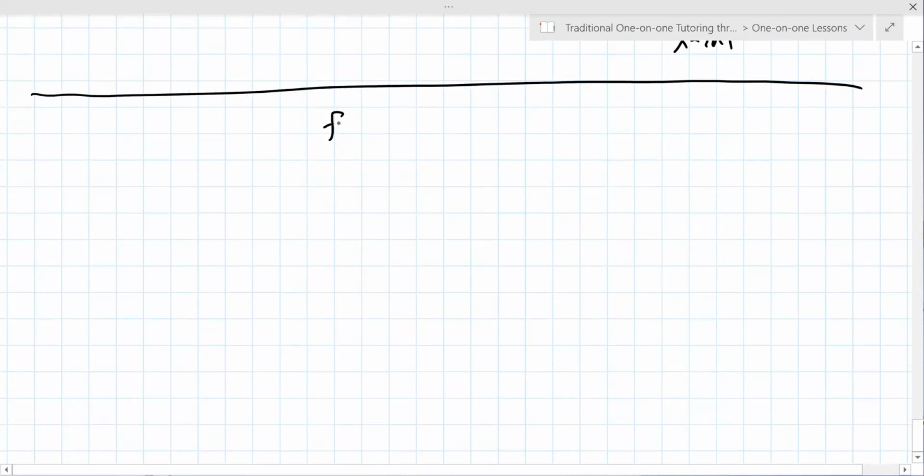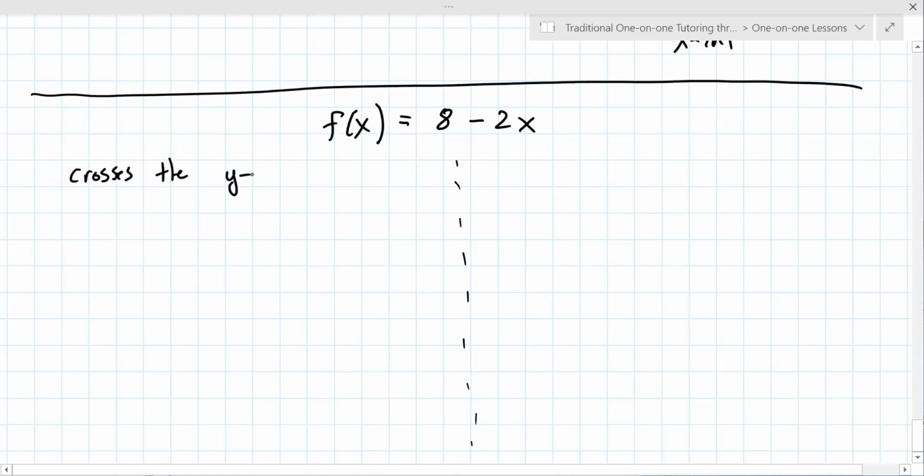So let's say, and I'm going to use f of x now, f of x equals 8 minus 2x. I want you to first find where this crosses the y-axis, also known as the y-intercept. If you look at a little graph, that's when x equals 0.